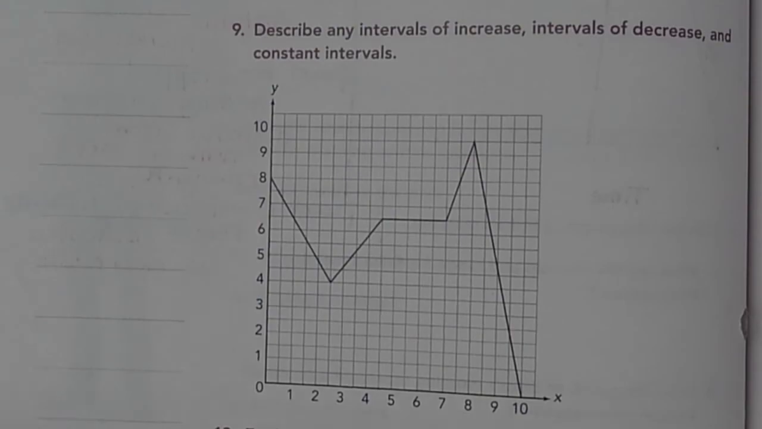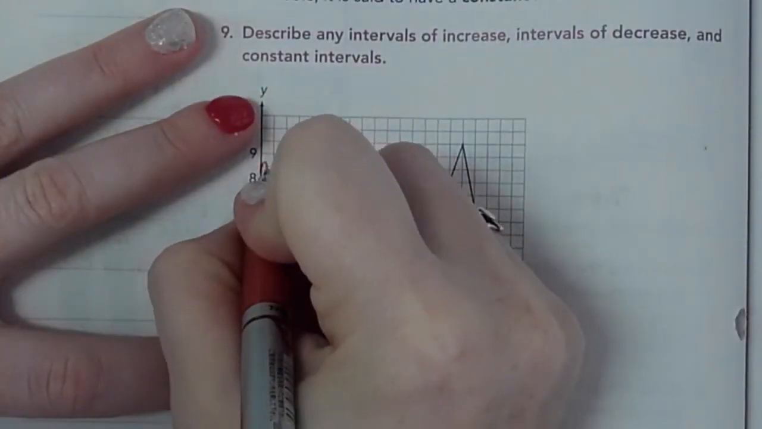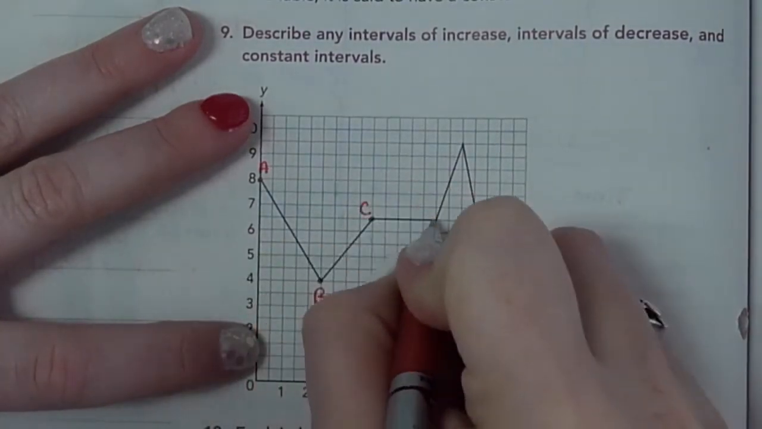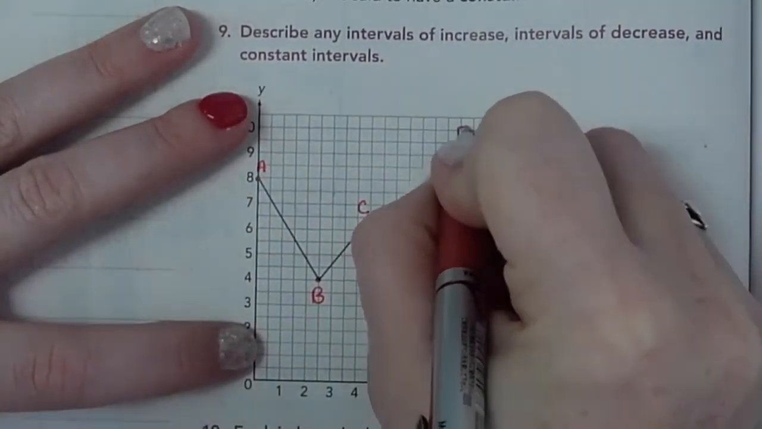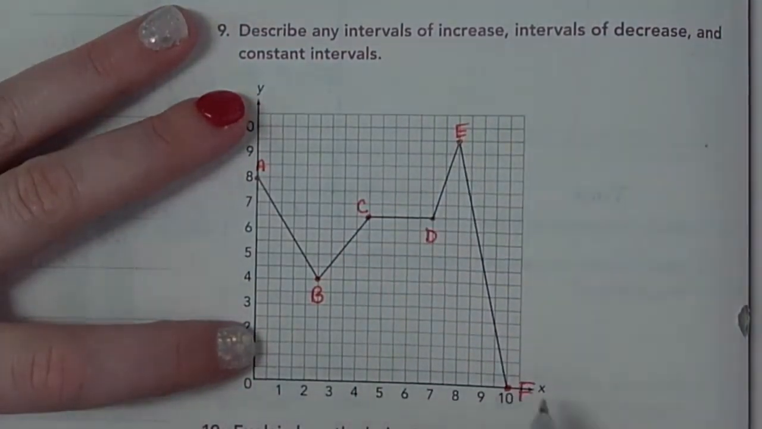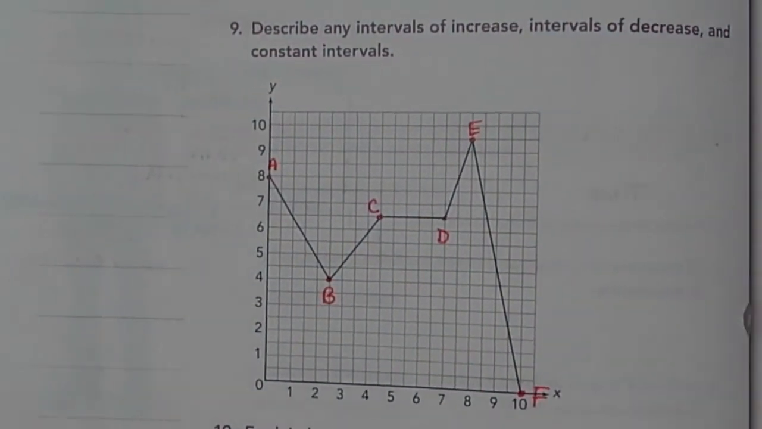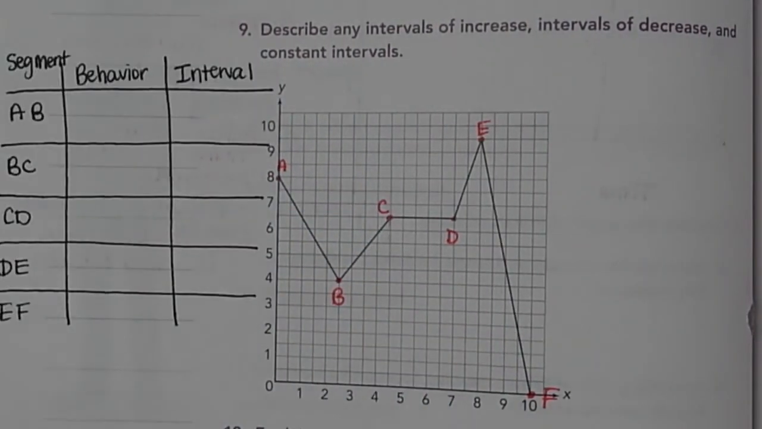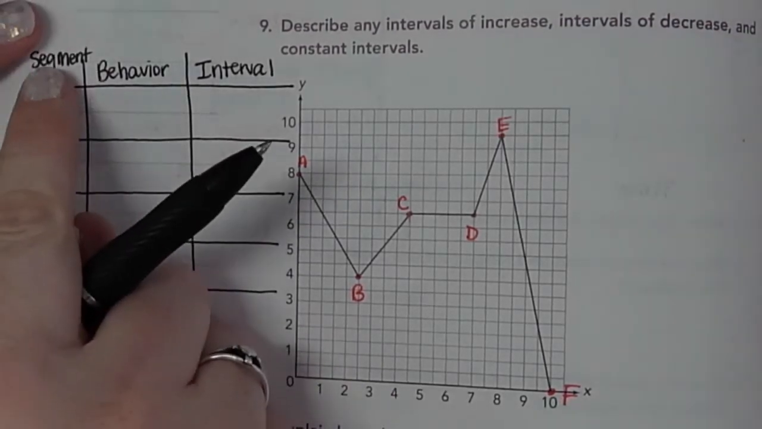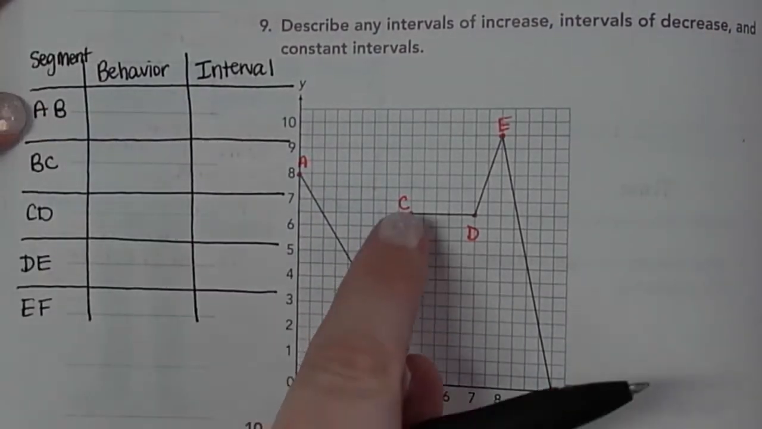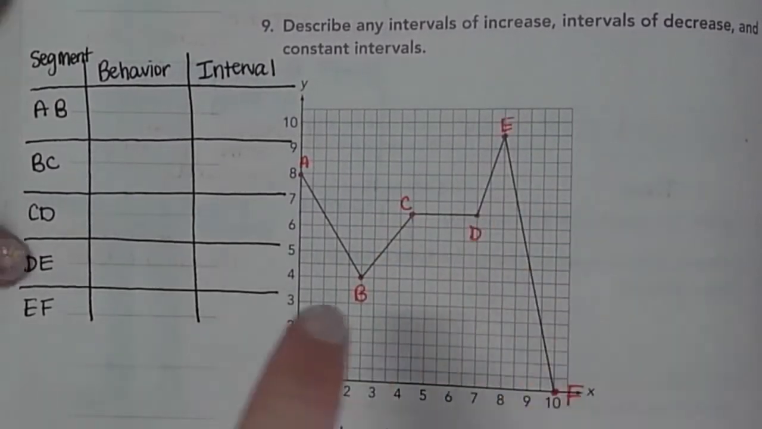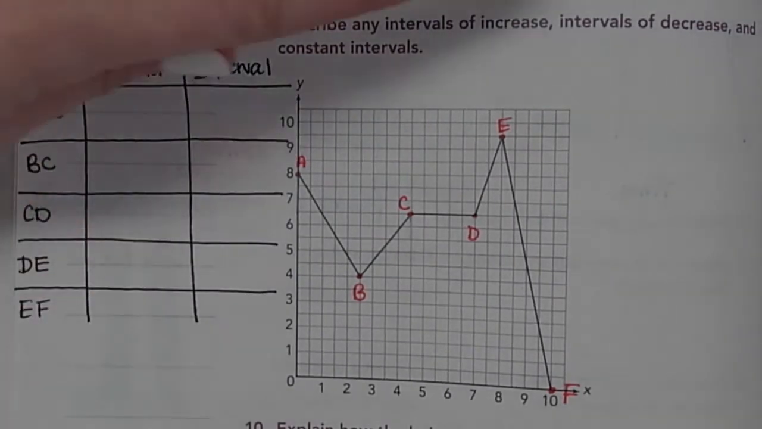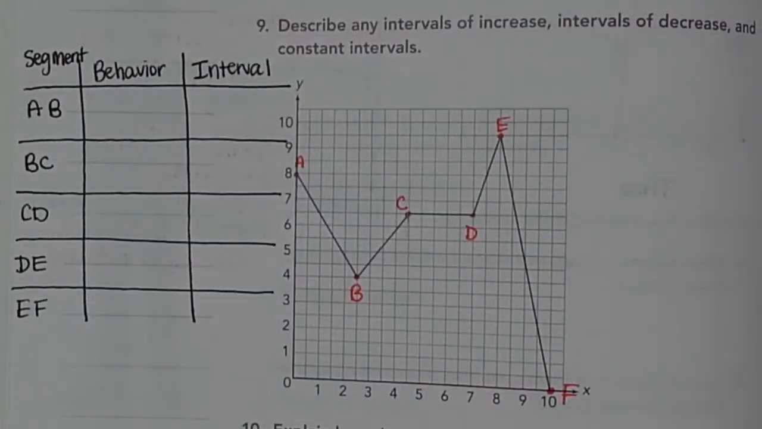On this, I want to go ahead and label each of these important points, kind of like we had all of those points on the last one. So A, B, C, D, E, and then F. I'm going to pause the video and make a table right over here. Okay, so I just created a table. It says segment, and then I did A, B, B, C, C, D, D, E, E, F. And then I have behavior. So behavior we're going to talk about is these increasing and decreasing.